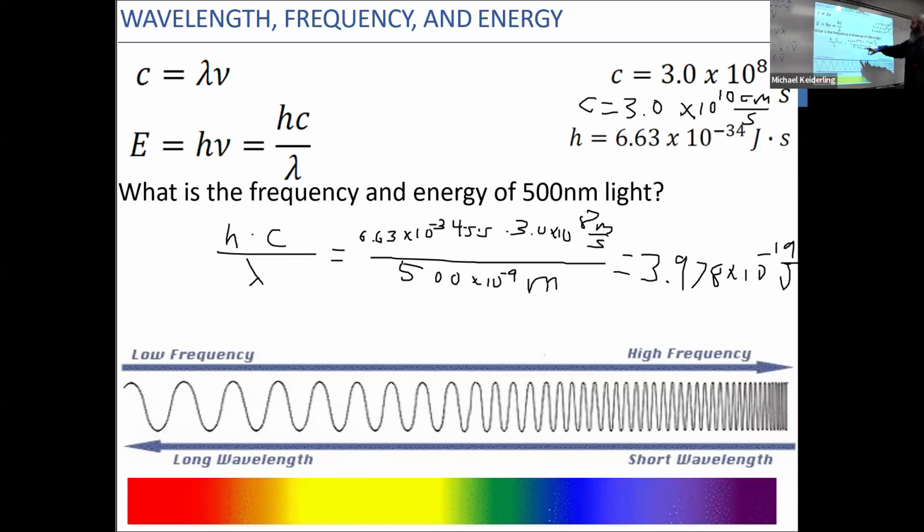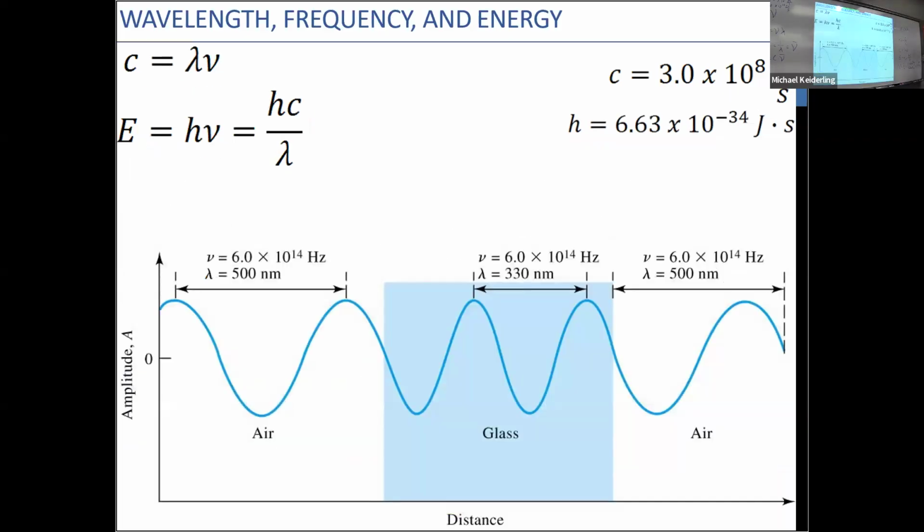The 6.63 times 10 to the minus 34 joule seconds times 3 times 10 to the 8 meters per second divided by 500 times 10 to the minus 9 meters gives you 3.978 times 10 to the minus 19 joules. That is the energy of one photon of 500 nanometers. So that's the energy of the transition it can cause in a molecule or an atom of time. And here we have what happens when you go into a medium that slows it down.